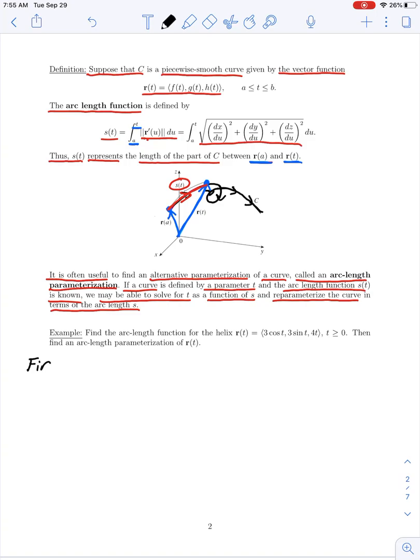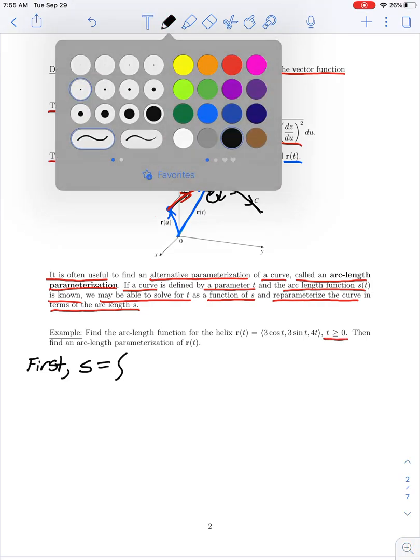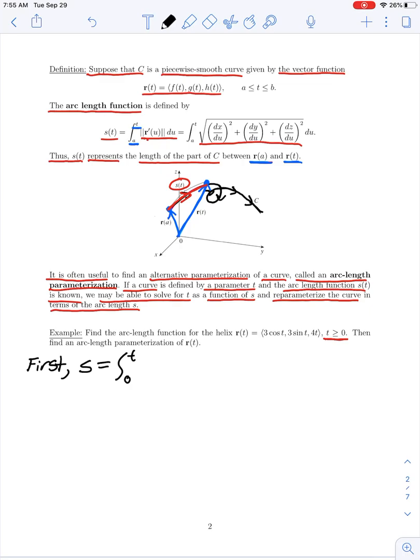So let me start by saying first, I'm going to calculate the arc length in terms of t. So our arc length function is given by the integral from our starting value of t, which in this example was 0, up until an arbitrary value t, of the square root of the sum of the squares of our derivatives.